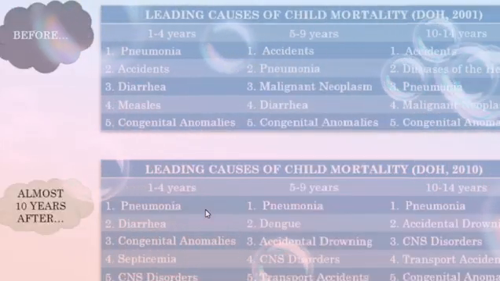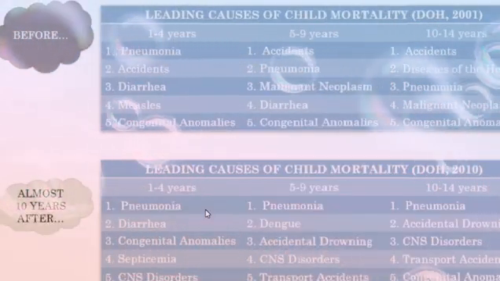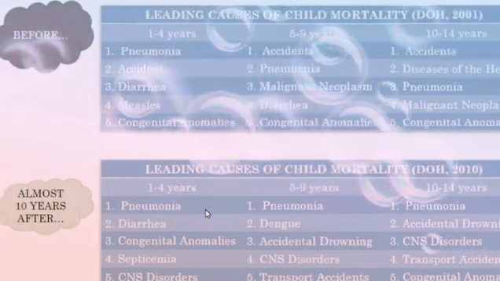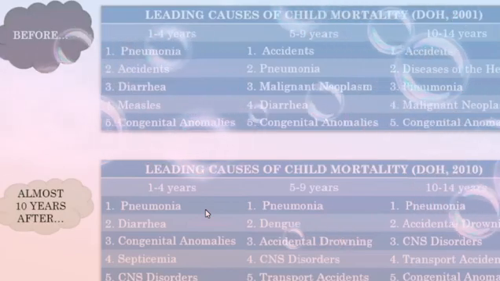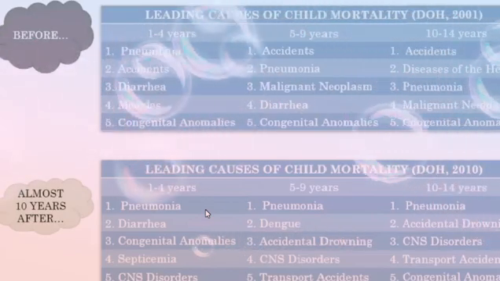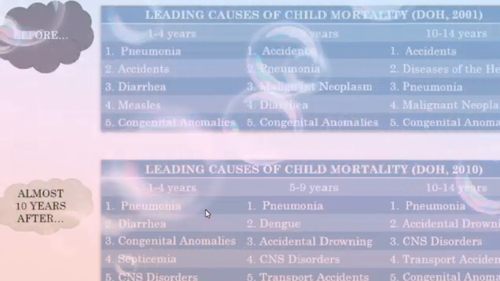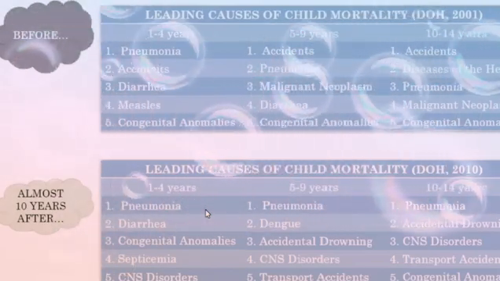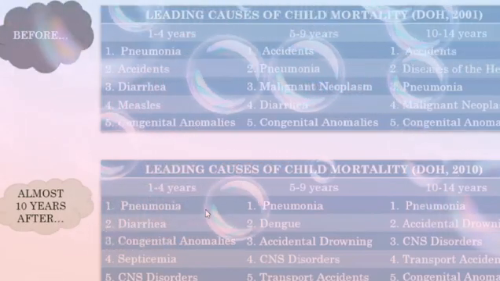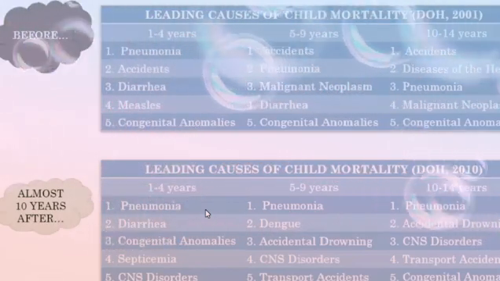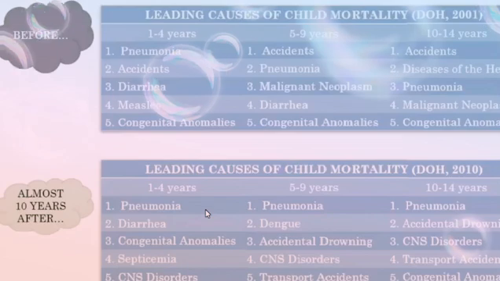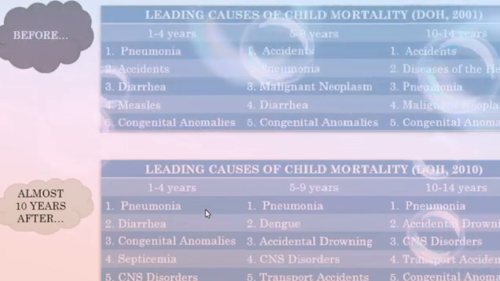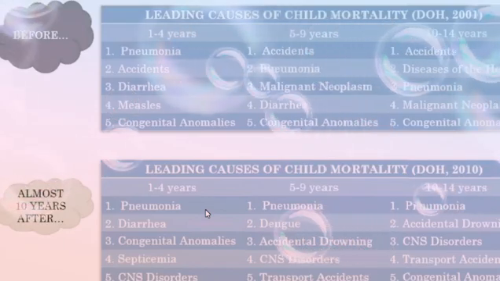Leading causes of child mortality according to the DOH in 2001: pneumonia, accidents, diarrhea, measles, congenital anomalies. These are in the order for 1 to 4 years. Accidents, pneumonia, malignant neoplasm, diarrhea, congenital anomaly. This is the order for 5 to 9 years old. And 10 to 14 years: accident, disease of the heart, pneumonia, malignant neoplasm, and congenital anomalies.